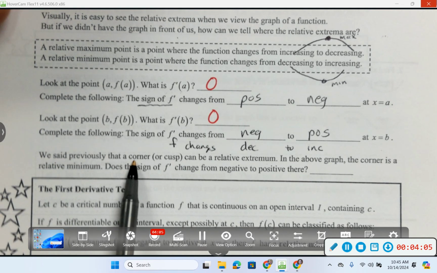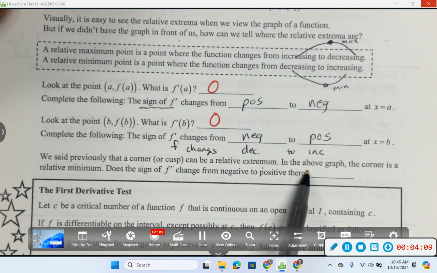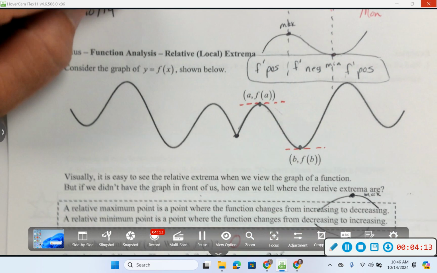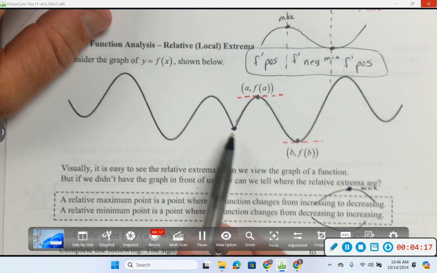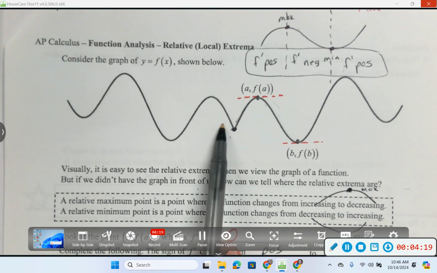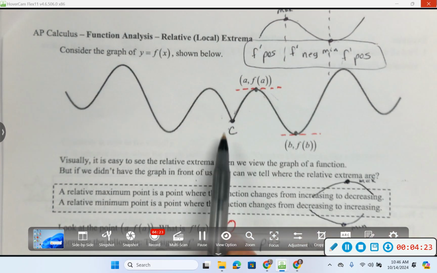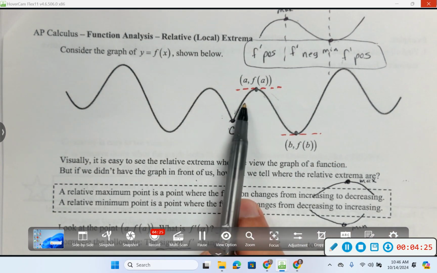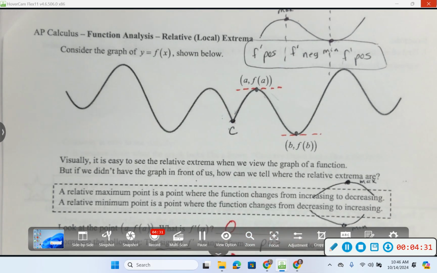We said previously that a cusp or a corner can be a relative extrema. In the above graph, the corner is a relative minimum. Like clearly, it's the valley. Does the sign of f prime change at that point? Call that point C, I guess. Does the sign of f prime change there? So you were nodding your head. Yes, it goes from negative to positive. So, yes.